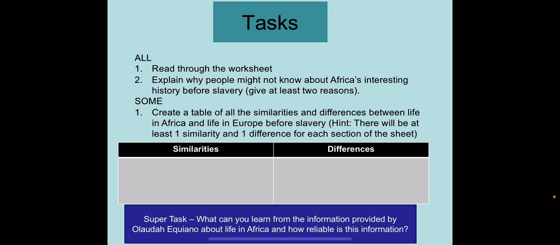So these are the tasks that go with that. So all of us are going to read through the worksheet, which hopefully you've already done. And then you're going to explain why people might not know about Africa's interesting history before slavery, and give at least 2 reasons. Okay, then some of you may create this table that shows the similarities and differences, and there's a super task as well if you finish that. You're going to pause the video and give yourself about 15 minutes now to get as much of that done as you can.